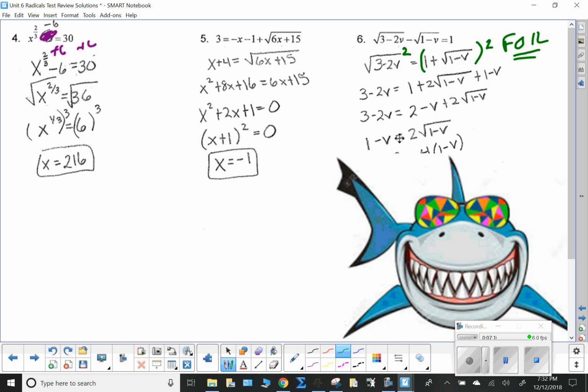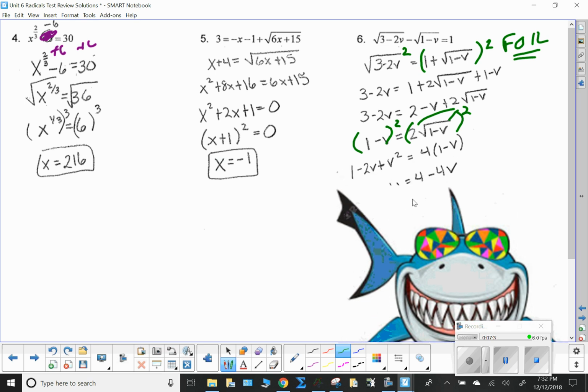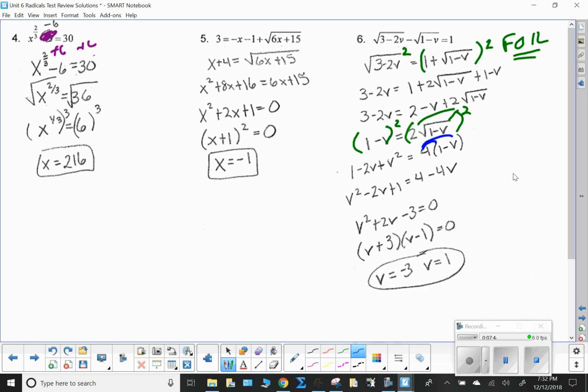If both of these terms were divisible by 2, I would divide by 2. Since they're not, I'm simply going to square the right and square the left. I can distribute the 2 because these are multiplied, not added. So now I'm going to FOIL the left, and on the right, I'm going to get 4 times what's underneath the radical. Now I've got to distribute the 4, and then finally move things over, factor, and I get my answers. Then I can check my answers to see if they both work.